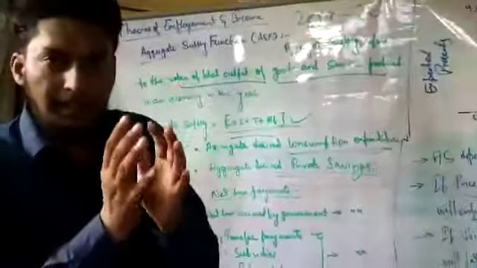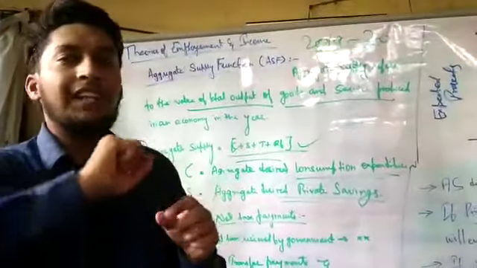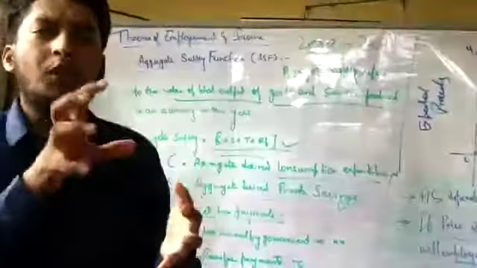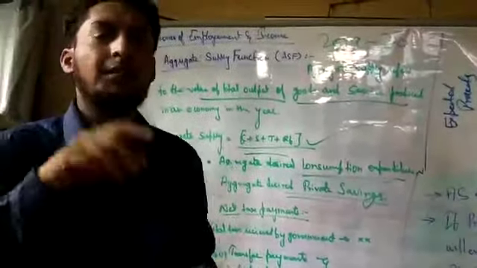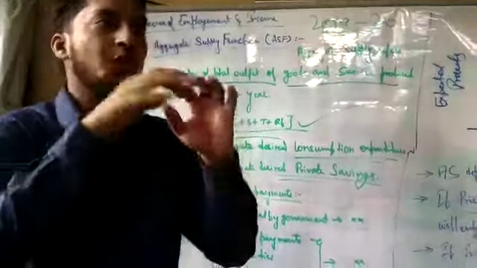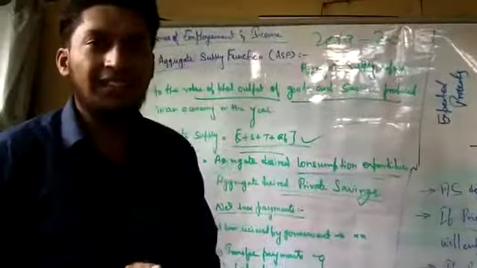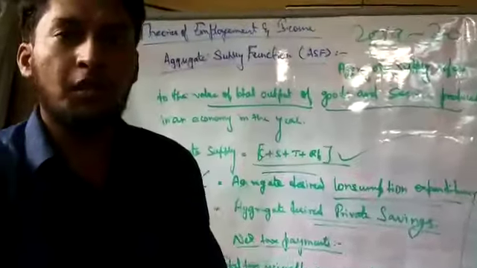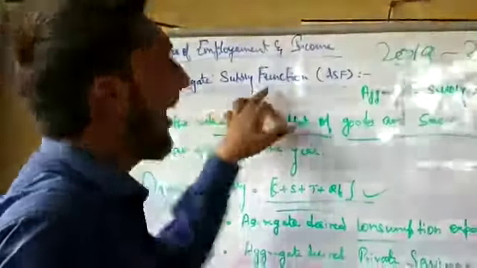So aggregate supply is a counting of how much output a person has manufactured in a particular year. For example, you are the manufacturer of some product, take a TV. You have a TV industry, a company where you manufacture TVs. How many TVs you have produced in a particular year, and how this affects the economy, the study of that is known as the aggregate supply function.